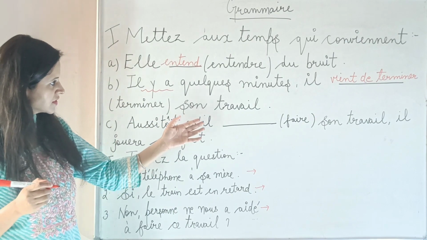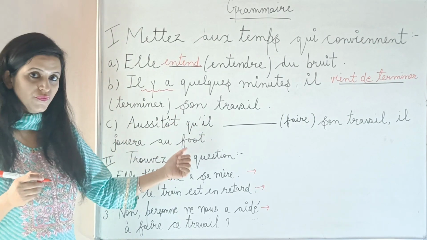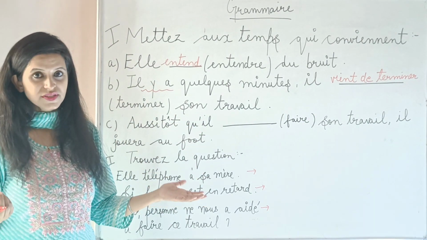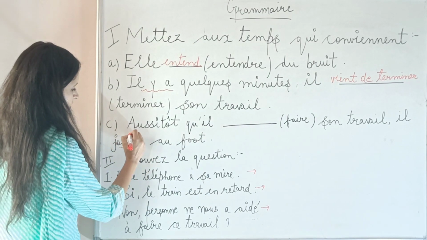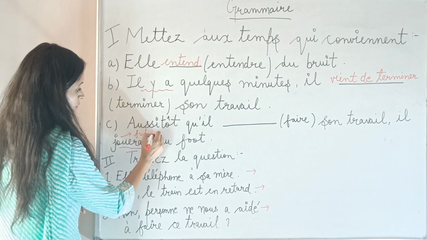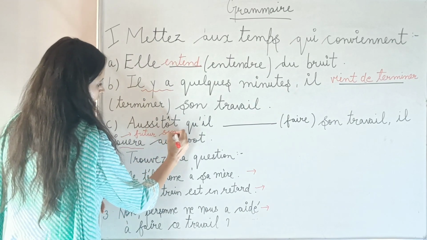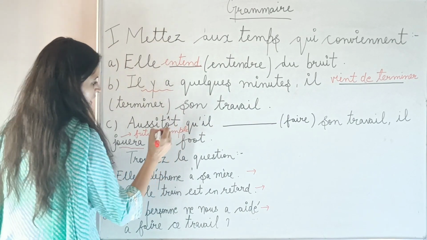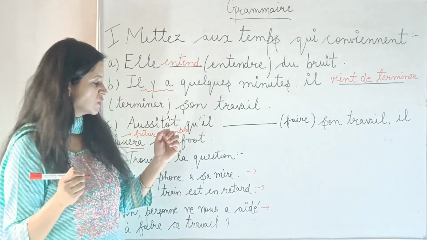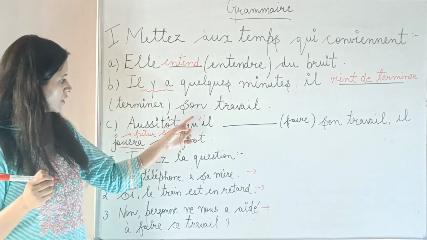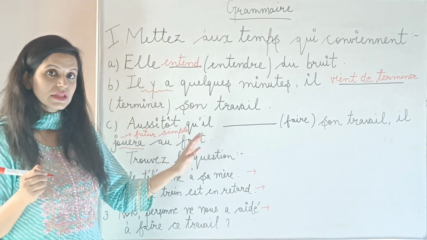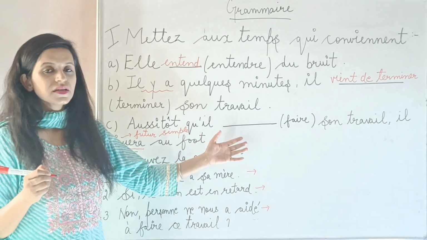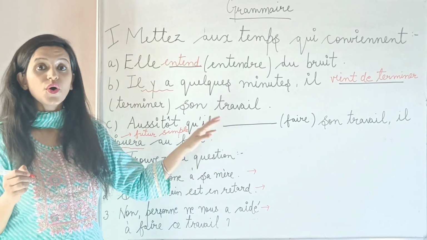Aussitôt qu'il dash faire son travail, il jouera au foot. Again, we need to see the keyword. So what is the keyword? Il jouera. You can see this tense. It's given in futur simple. In my earlier videos, I've already explained futur simple and antérieur. You can even go and check out those videos. Aussitôt que is given. The keyword. With that, we're going to write futur antérieur.